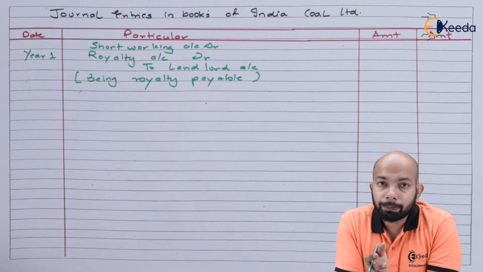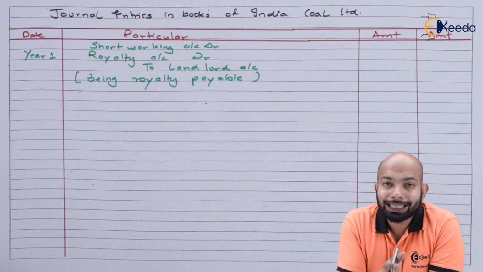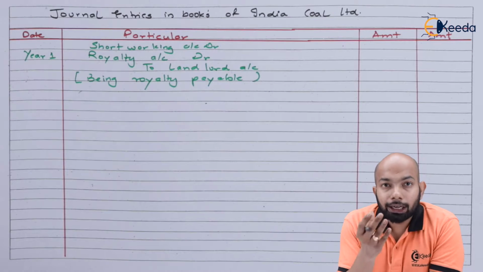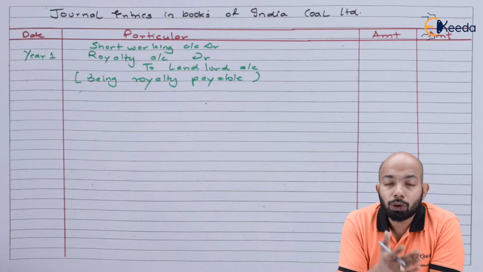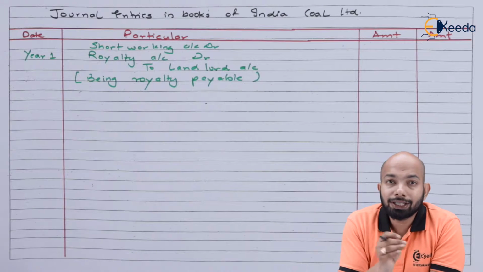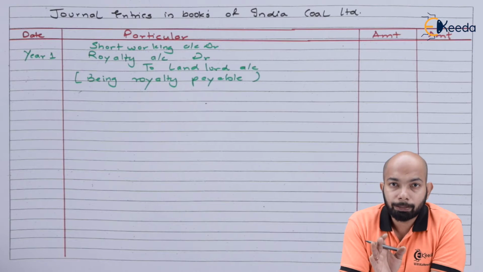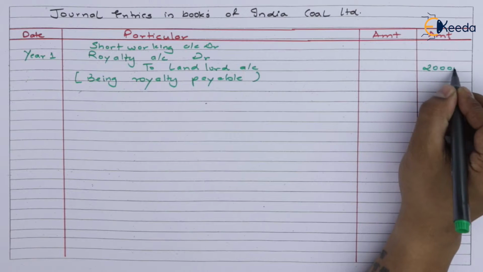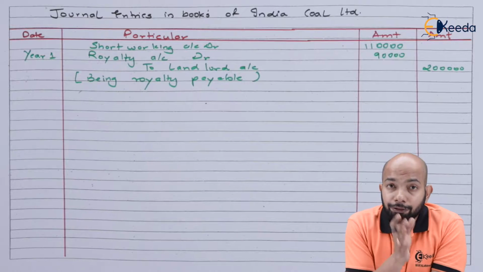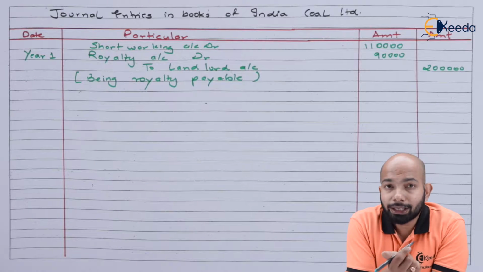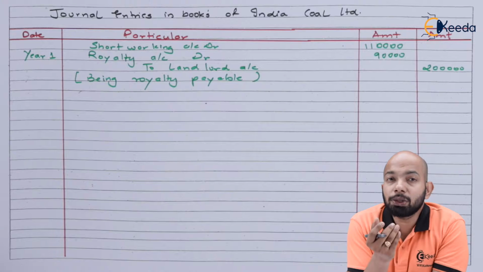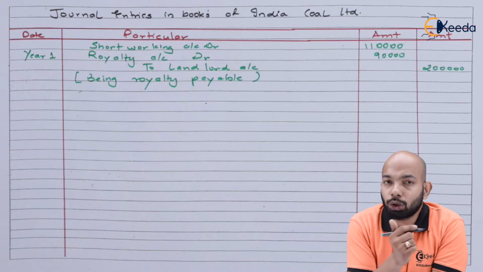So the first entry will be the royalty payable entry. The entry is royalty account debit, short working account debit, to landlord account. The landlord account will have the minimum amount due, or rather the minimum rent, on account of short working. That will be the difference, and royalty will have the actual royalty that is supposed to be paid. So the royalty in the first year was 90,000. That has been mentioned there. The minimum due or minimum rent was 2 lakh rupees. So the difference between them is 1 lakh 10,000. That is the short working account.